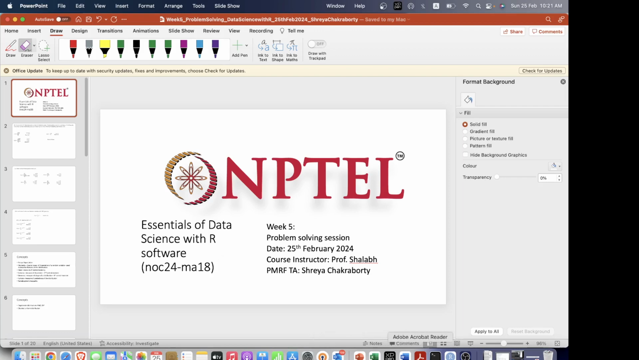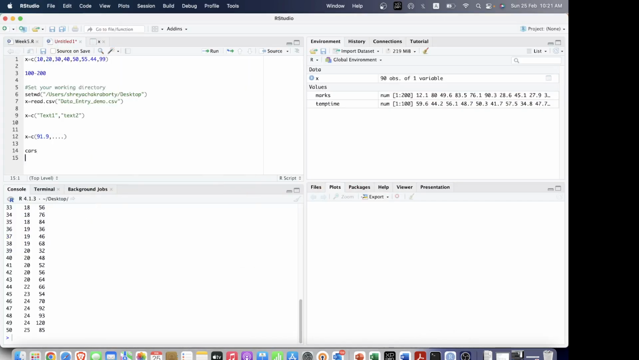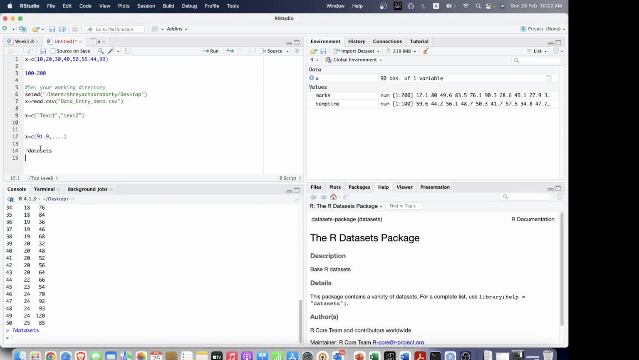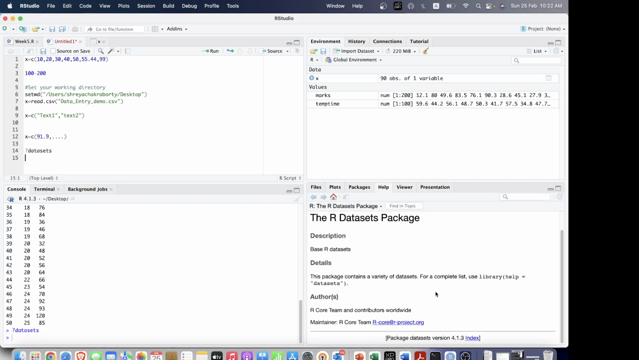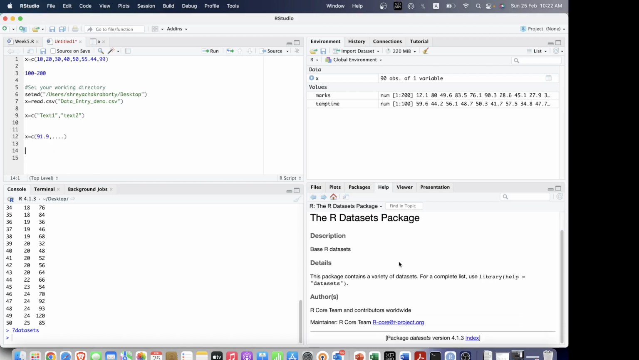I think there is this cars data set. See here, you have a data frame. One second, I'll just ask for the data sets. If you go to the R datasets package, you would find similar other data sets.